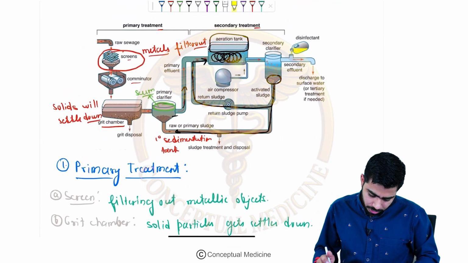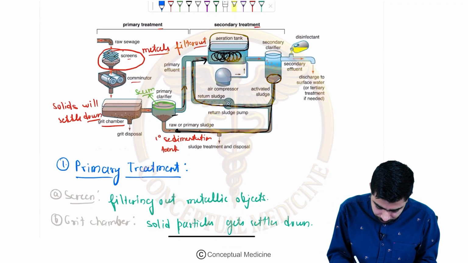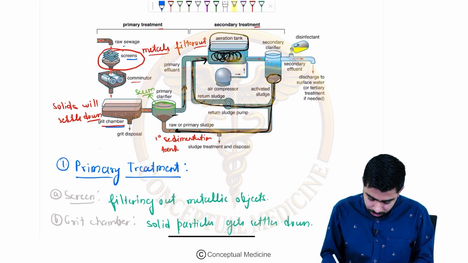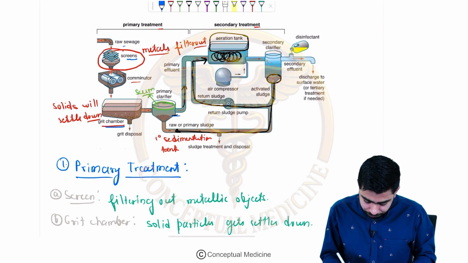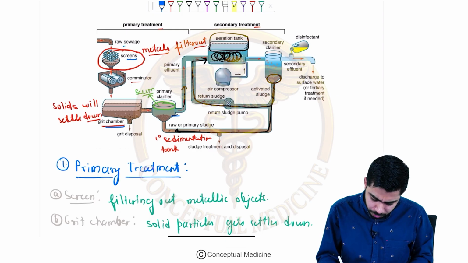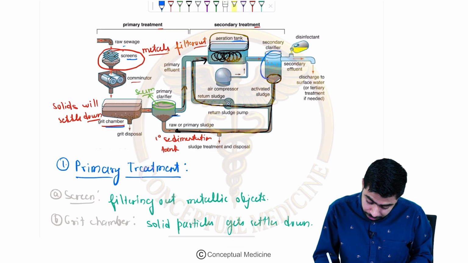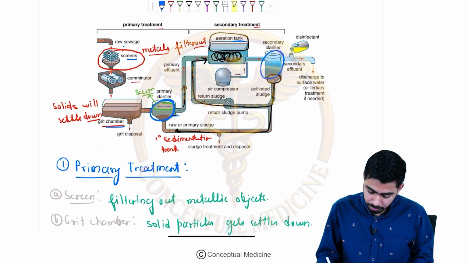So once again guys, in the primary treatment we will have the sewage, then the sewage will go through the screen. After the screen it will go through the grit chamber. After the grit chamber it will come to the primary clarifier. After the primary clarifier it will go to the aeration tank. After the aeration tank it will go to the secondary chamber. So this is the secondary chamber, this is the primary chamber.